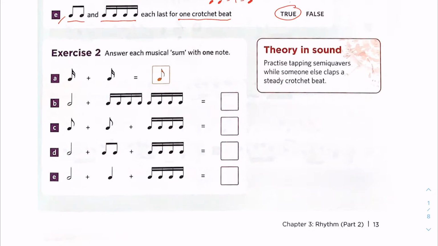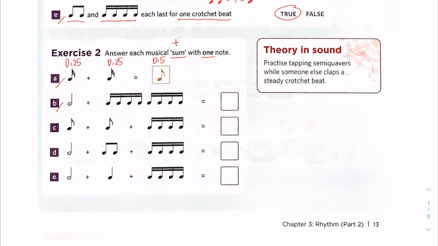Exercise 2. Answer each musical sum with one note. So here, they want you to add the notes together, find the sum total, and in the box, you are going to write one note that represents the answer. Question A, we have a semiquaver plus a semiquaver. Which is 0.25 plus 0.25 together, make 1 quaver, which is 0.5 count.